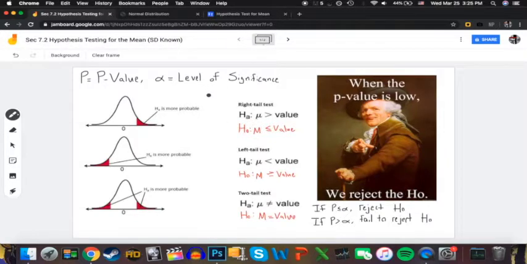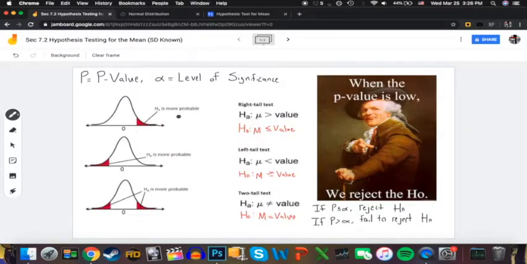We're going to continue on with Chapter 7, this time taking a look at Section 7.2, which is hypothesis testing for the mean. And in these examples we're going to assume that the population standard deviation is known. Now, the material that we're going to cover today is going to give us a nice refresher of Chapter 5, particularly with the normal distribution.